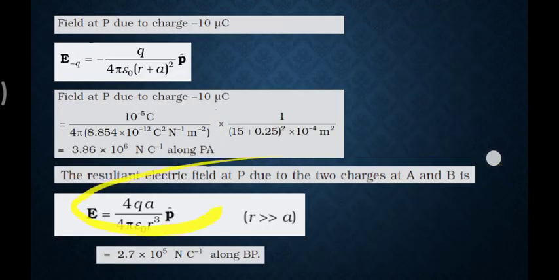So this is what you have. Now put in 4, q equal to 10 to the power 5, a equal to 0.25 into 10 to the power minus 2, 4 pi times 8.85 into 10 to the power minus 12, and r equal to 15 centimeters. So that is 0.15, or 15 into 10 to the power minus 2 meters. If you take 15 directly, it is not directly convertible into meters. Now do this calculation and you will get 2.7 into 10 to the power 5.